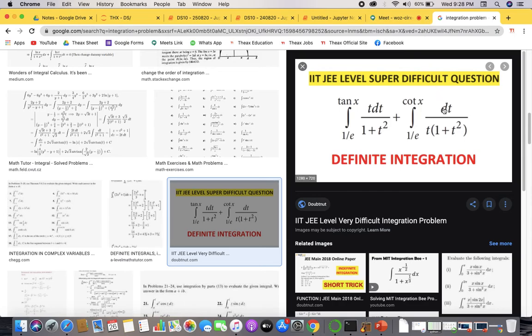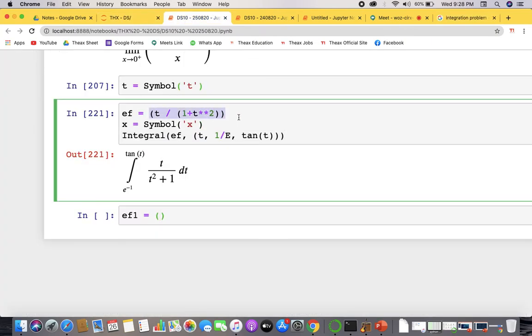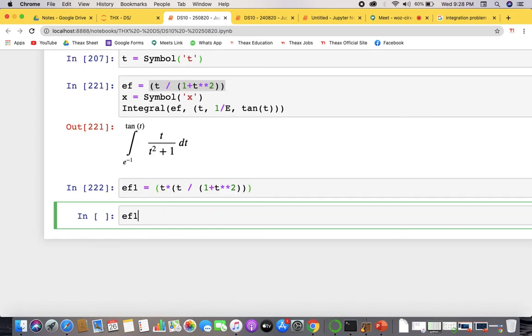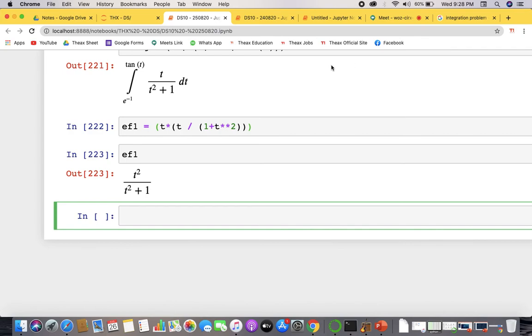What is this? Same question, t multiplied by 1 plus t squared. So equation writing is taking some time. T multiplied by this. Let's see the equation. EF1. This is t squared by.